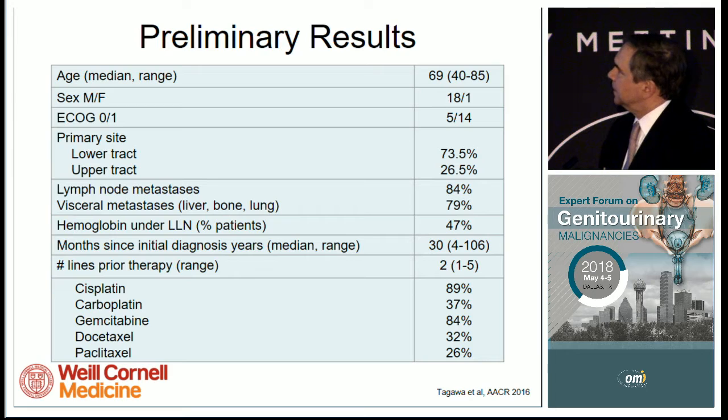So this is from the urothelial cohort. The median age was 69. Predominantly those patients with lower tract disease, 84% had lymph node metastases, and 47% had a low hemoglobin. These were a heavily pretreated group of patients with the predominant chemotherapeutic agents being used prior cisplatin or carboplatin-based therapy.